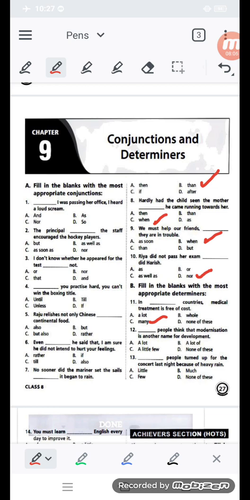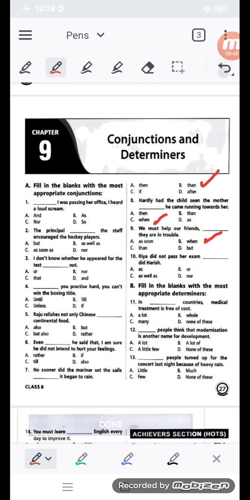Dash people think that modernization is another name of development. A lot of, a little, none of this. A lot of. This is one type of phrase is given. Question number 13. Dash people turned up means came for the concert last night because of the heavy rain. 13 number. Few people turned up means number of presence is very small amount. That was depicted here.